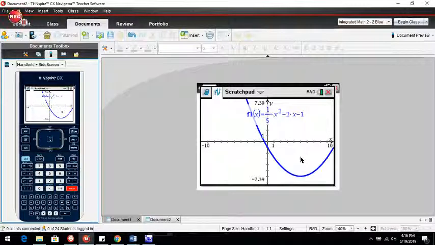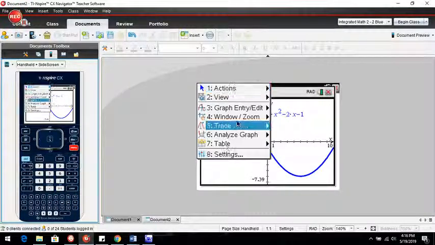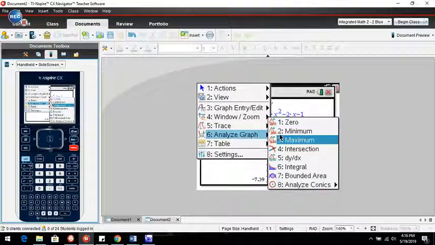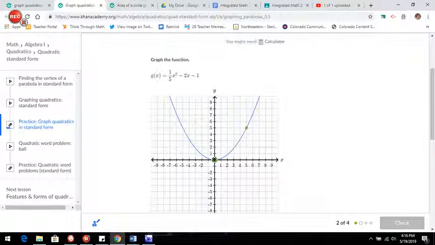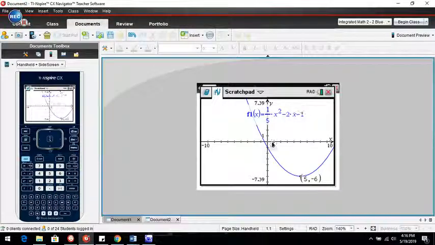Okay, now I'm going to use a different way to get the vertex, just so you have this as a tool in your toolbox. We've done it before, analyze graph, minimum. I'm going to bring this dotted line to the left. I'm giving the calculator a window to search for that minimum. There's my vertex, 5, -6. So let me bring this over to 5, -6, and I've got to move this over. Okay, and then I just need one other point on the graph.